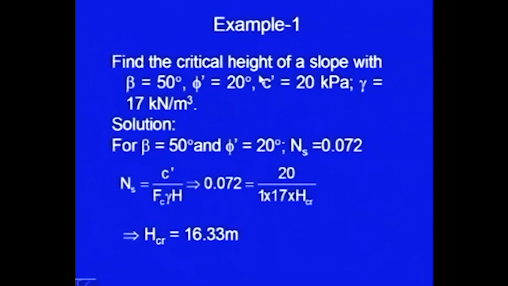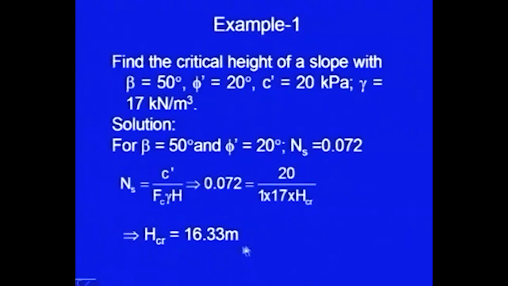Critical height means the maximum height which is possible. So, it will be having FC equal to 1. Factor of safety 1 means maximum possible height or the critical height, and gamma here it is 17 and H is HCR. So, by solving this equation you can get HCR.